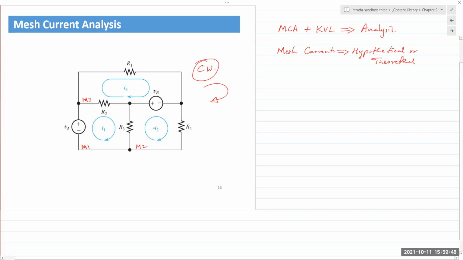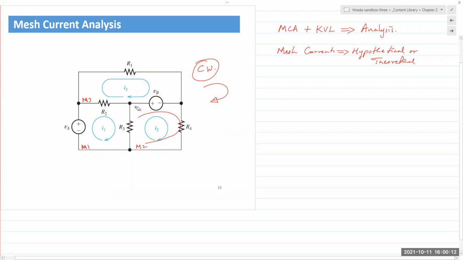Now, based on the mesh currents, we can write KVL equations around the loop, meaning we can write a KVL equation here, we can write a KVL equation here, we can write a KVL equation here. Because when current flows, it causes a voltage drop. And when you have a voltage drop, we can sum up those voltages. Law of conservation of energy applies, and we can sum them all up to 0.